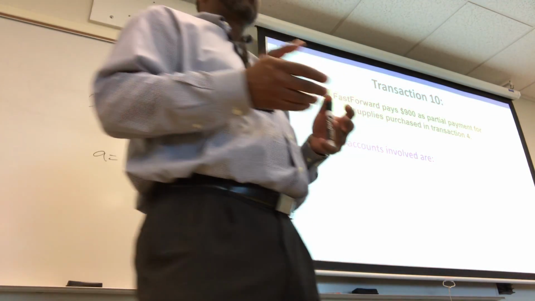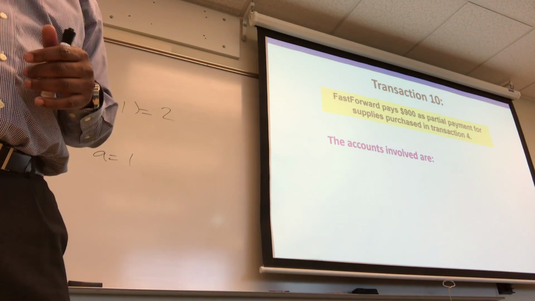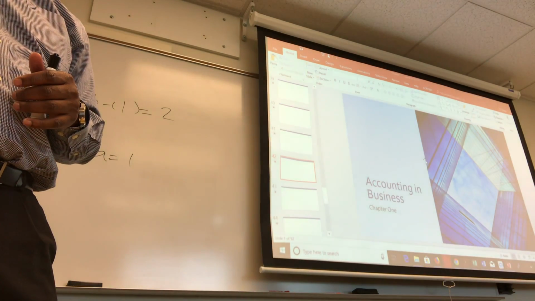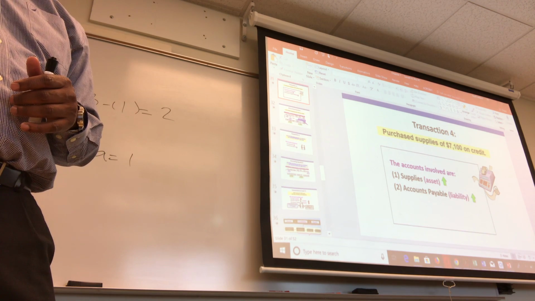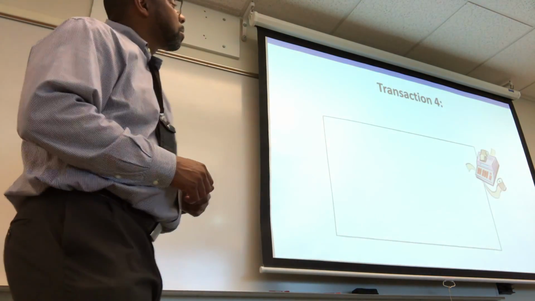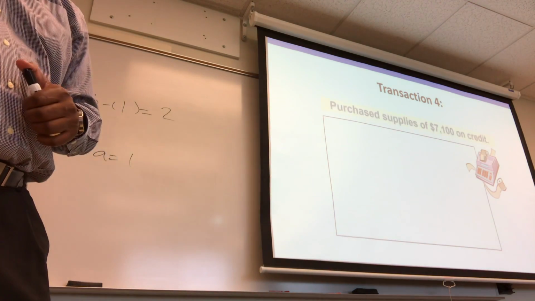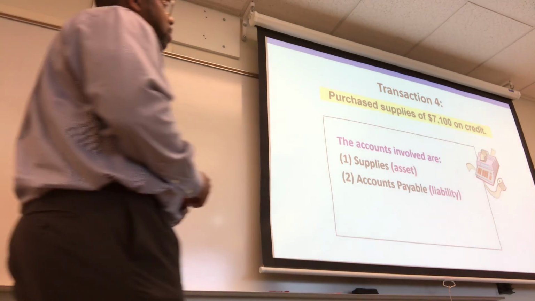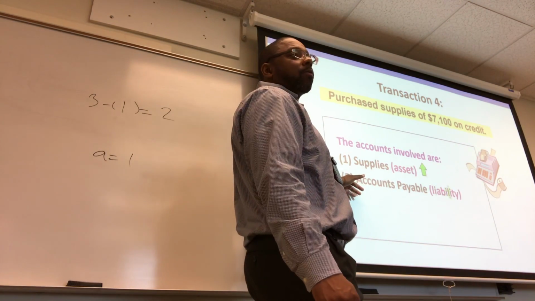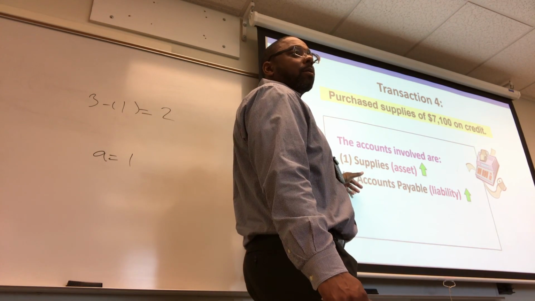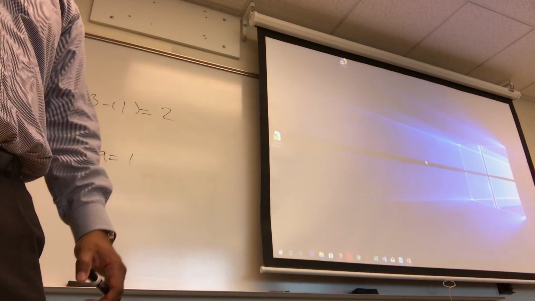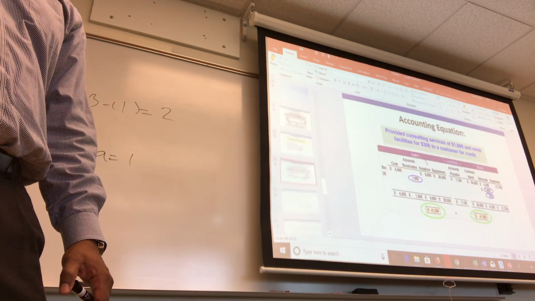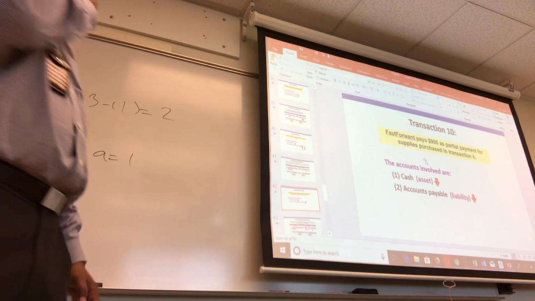They had a credit. Let's go back to transaction number 4. So here's transaction number 4. They purchased supplies for $7,100. So they had a credit for the supplies. Everybody with me? Now they're going to pay part of that credit off. So now transaction number 10, they're going to pay a portion of it off.